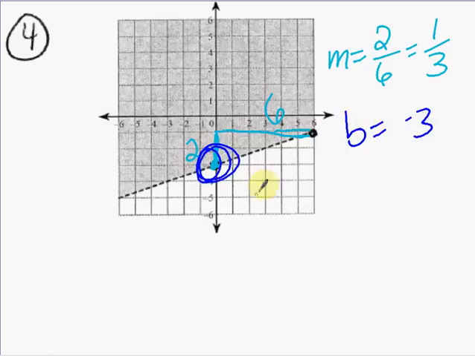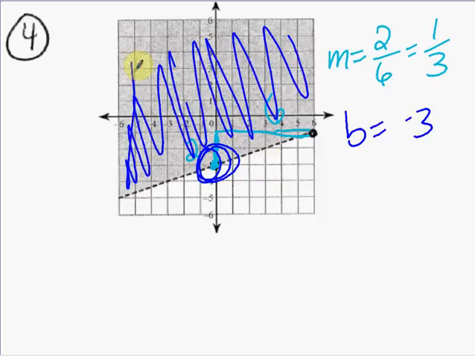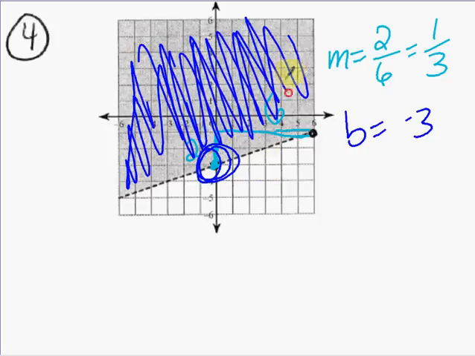And last but not least, my shading is above my teeter-totter, seesaw, I keep saying teeter-totter. So that is greater than. I look at my line, it's dotted, so I don't need the bar for equal to. And then I just write everything down. Y is greater than, because it doesn't look like an L, 1 over 3x minus 3.